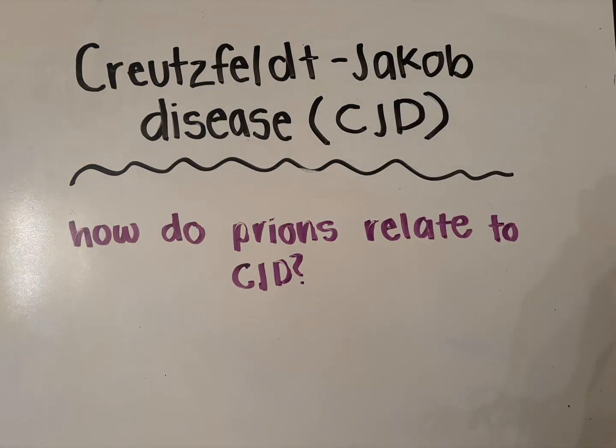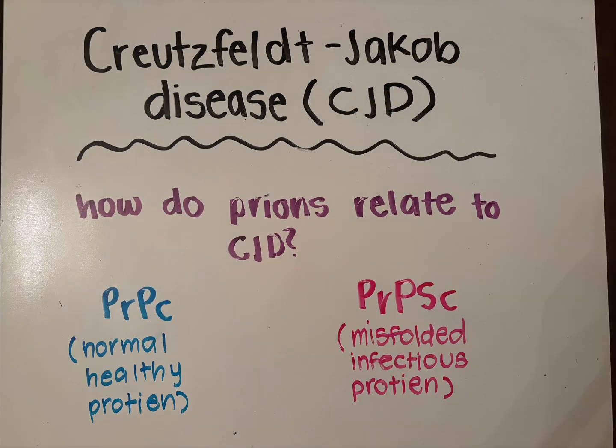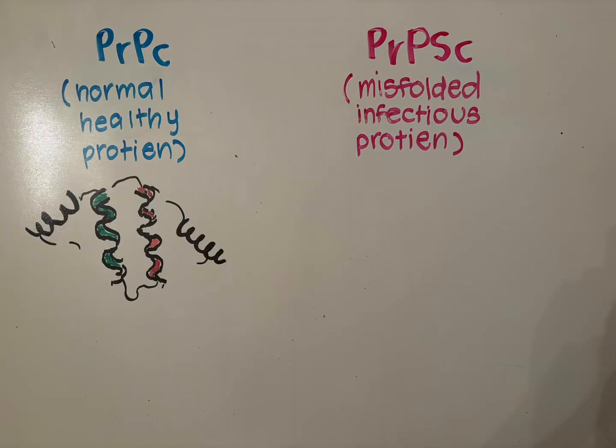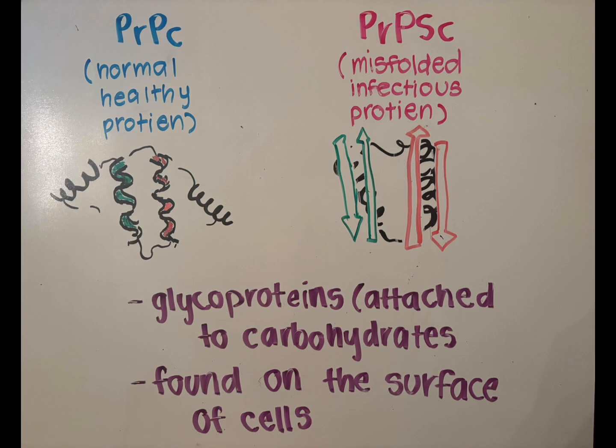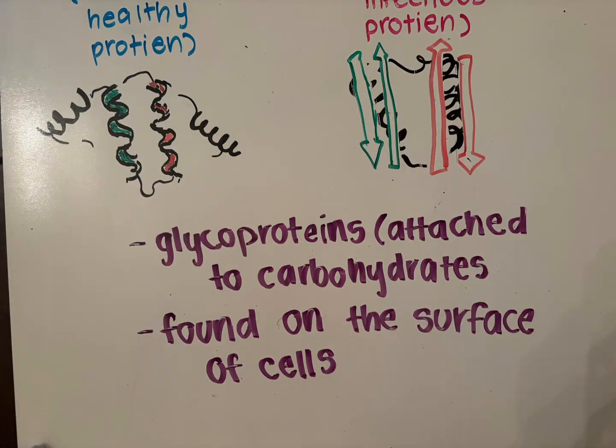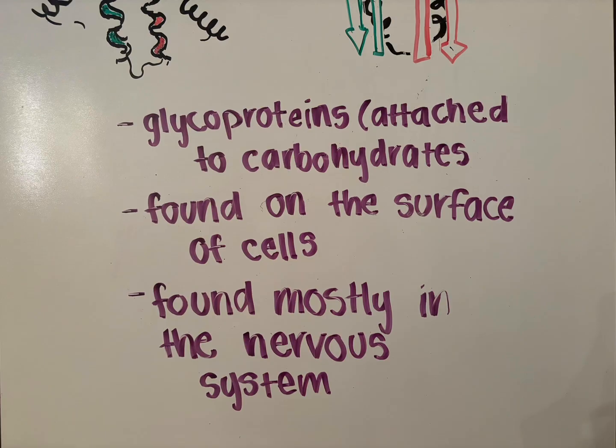Now, you might be thinking, how do prions relate to CJD? Well, let me introduce you to PrPC and PrPSc. PrPC are normal, healthy proteins. They're completely folded correctly and they're perfect. And PrPSc are misfolded infectious proteins, also known as prions. These proteins are glycoproteins, meaning they're attached to carbohydrates. They can be found on the surface of cells and mostly in the nervous system.